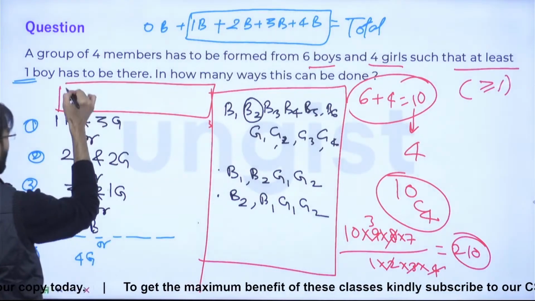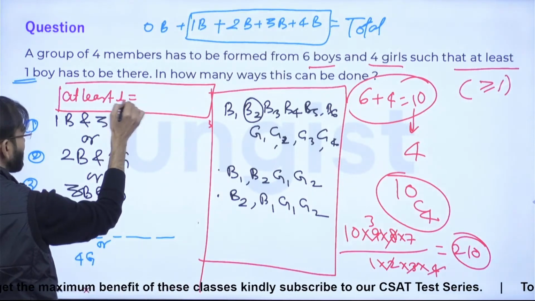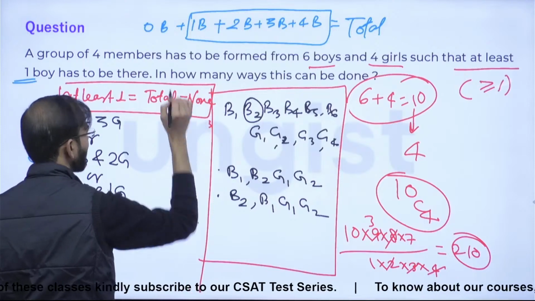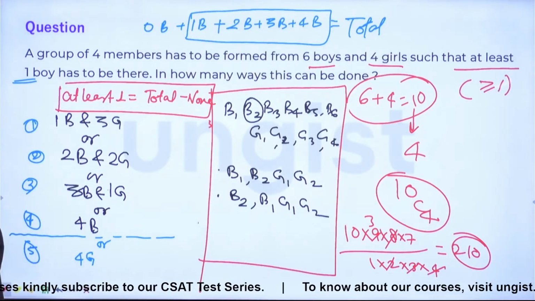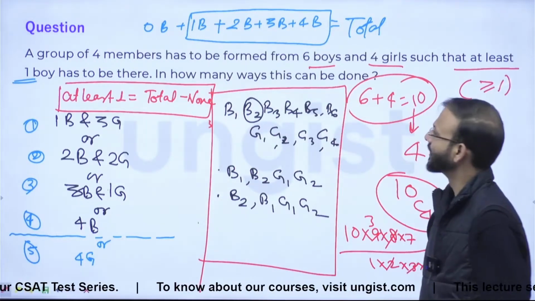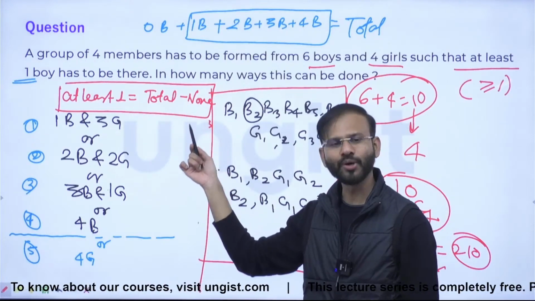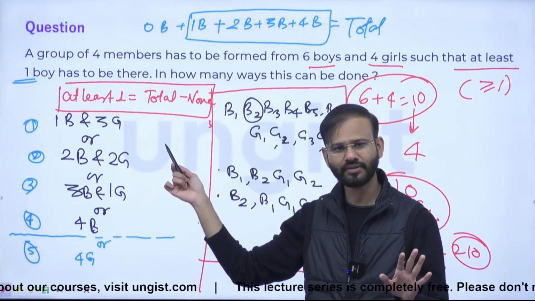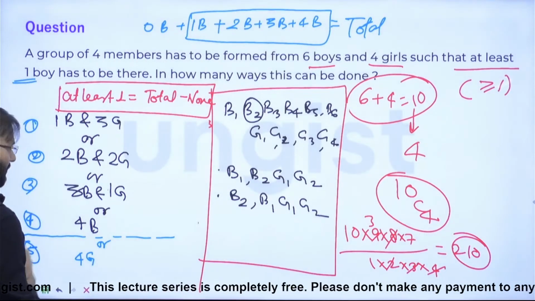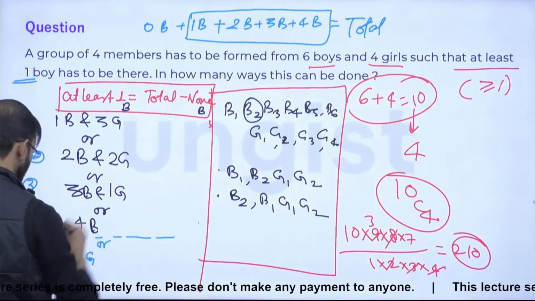at least 1 will always be replaced by total minus none. Everybody, is it clear? And here, if the question is saying at least 1 boy, this is total minus no boy, right everyone? Clear? Okay. So now, just look at the question. What will be the final answer? At least 1 boy, so total minus no boy.